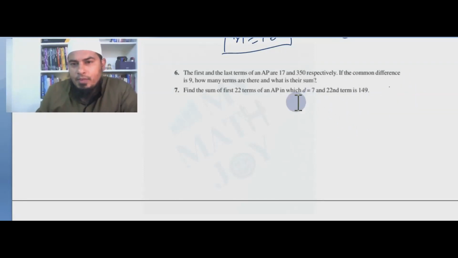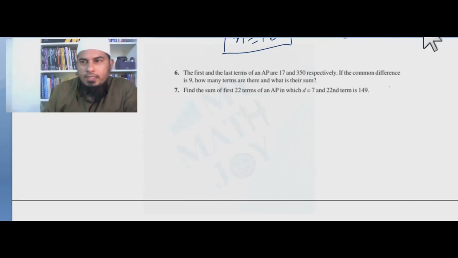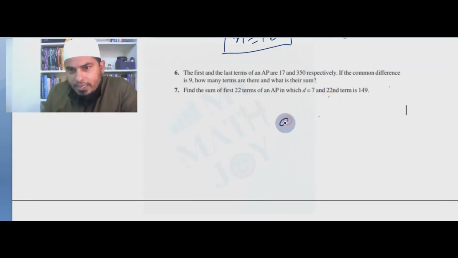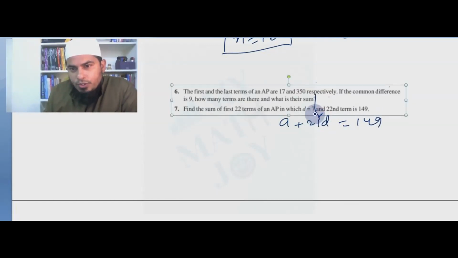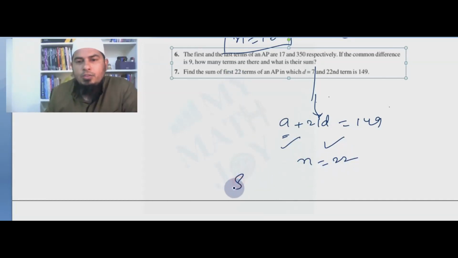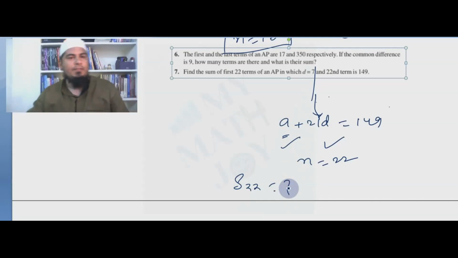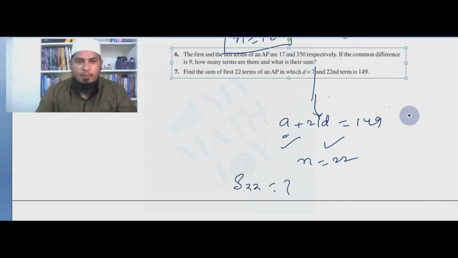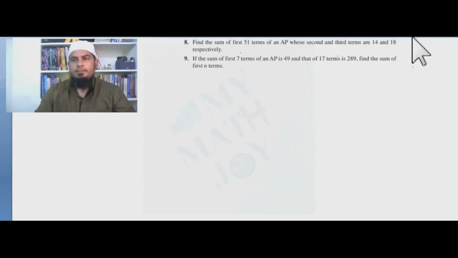Questions 6 and 7 were dead easy questions. I just explained. You see here when the 22nd term is given with 21D, and the D value is already substituted here, you will get the A value. A and D we know. Then for the first 22 terms, the N value is given, and S22 we need to find, so we can find it with the help of the formula SN is equal to N by 2 into 2A plus N minus 1 into D. Yes, very easy.